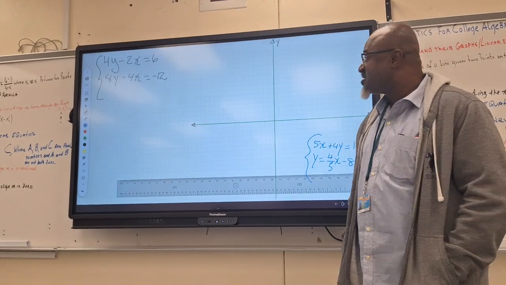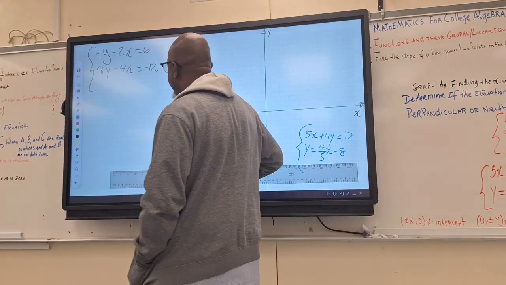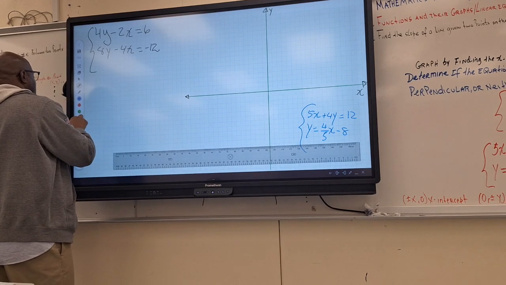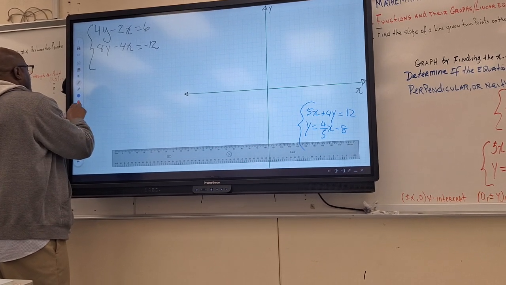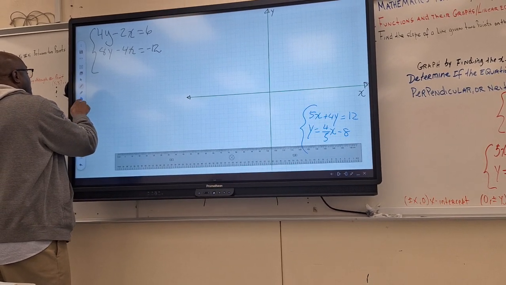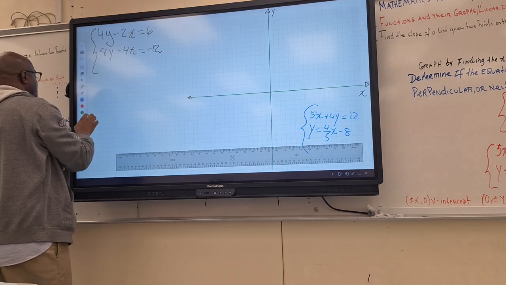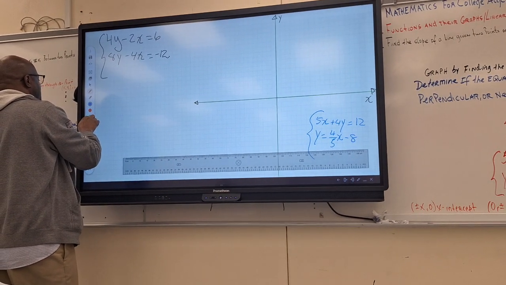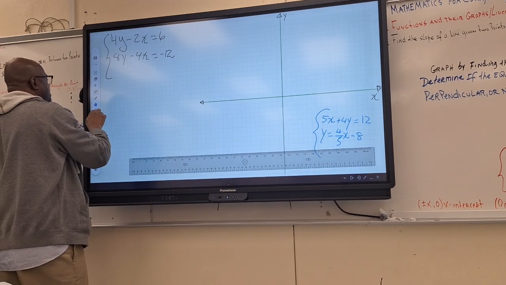So look at the first equation. What form is that equation in? Y equals mx plus b? This equation, no. What form is it? Standard form. So that identifies your A, B, C.